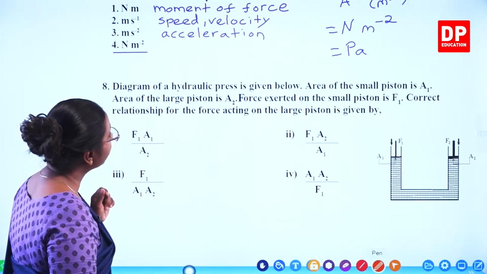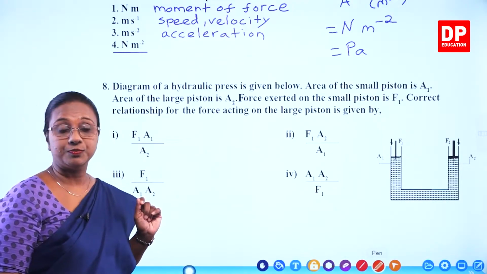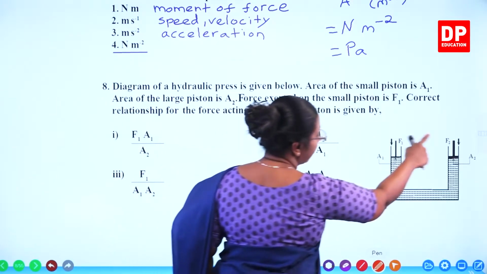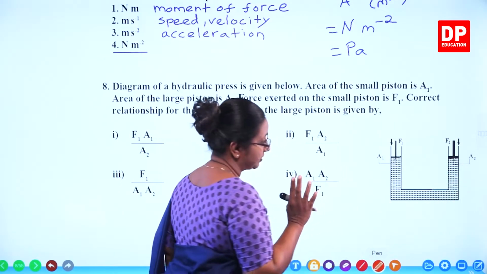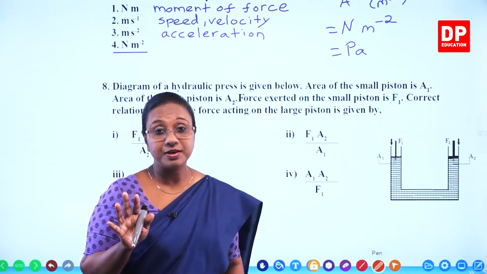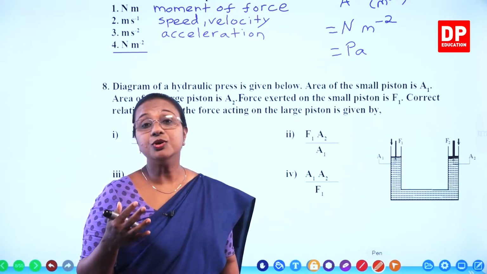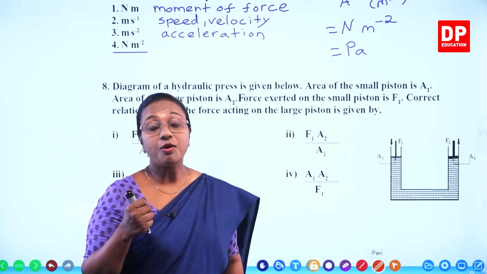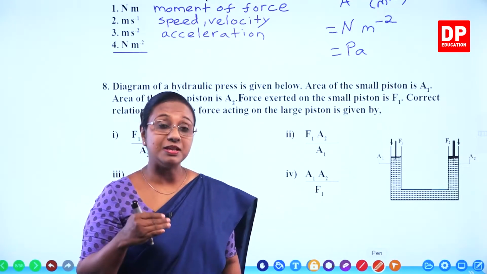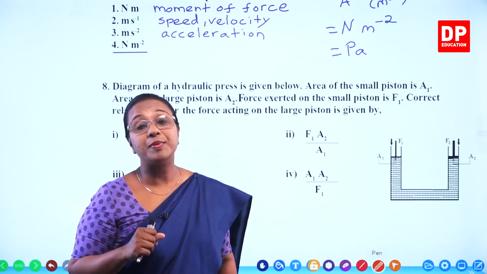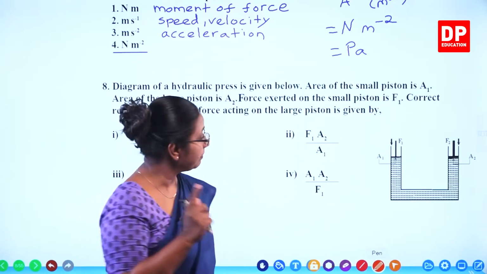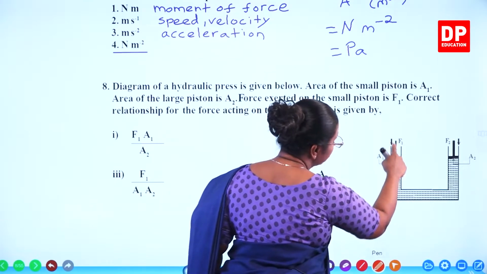Diagram of a hydraulic press is given below. Here you can see a diagram of a hydraulic press. You know what a hydraulic press is, students: an instrument or machine used to lift objects. Very heavy objects can be lifted by applying a small pressure. How is that possible? Because of the pressure exerted at one end.